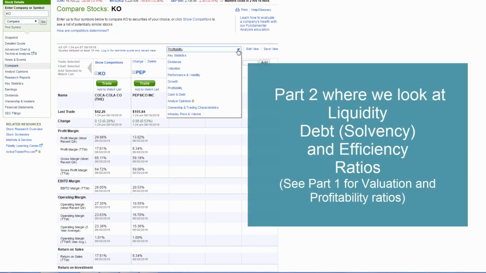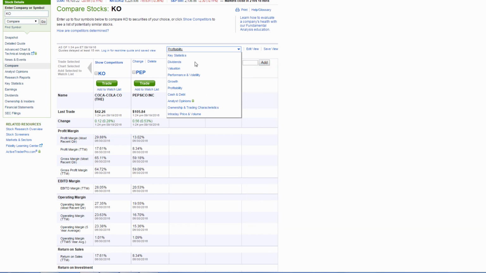So let's look at liquidity. And one thing you'll know for liquidity: how are we able to meet our current debts, not our long-term debt, but our current debts? How are we able to make those payments? And if you see here, there's nothing that lists liquidity, because sometimes things are listed just in different ways.